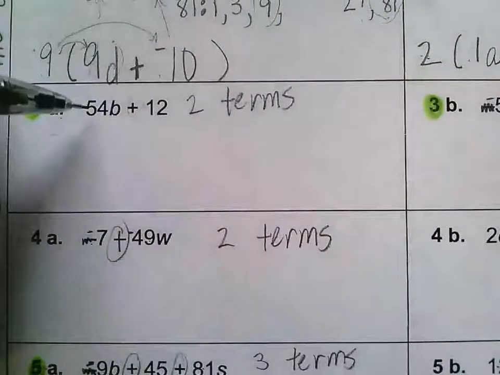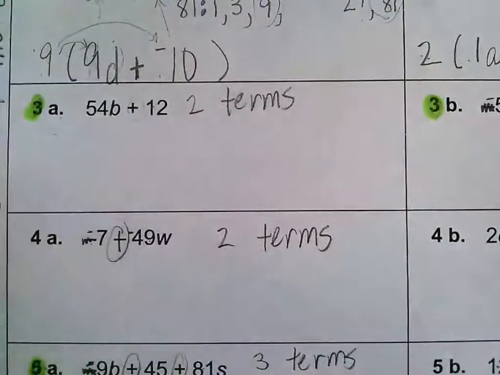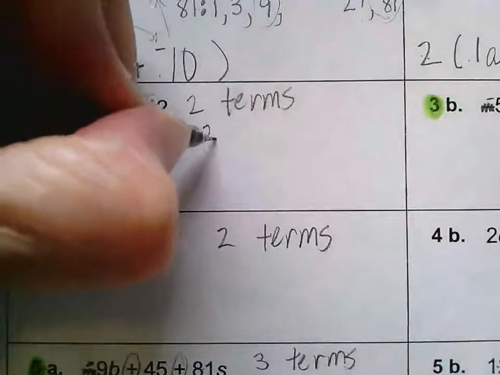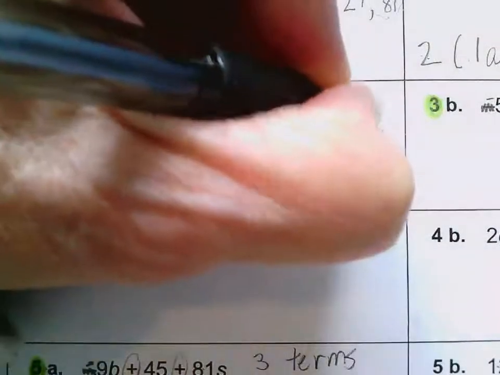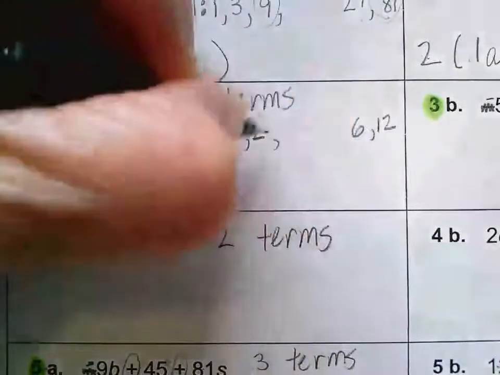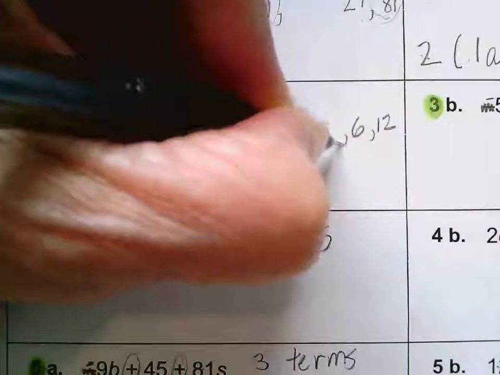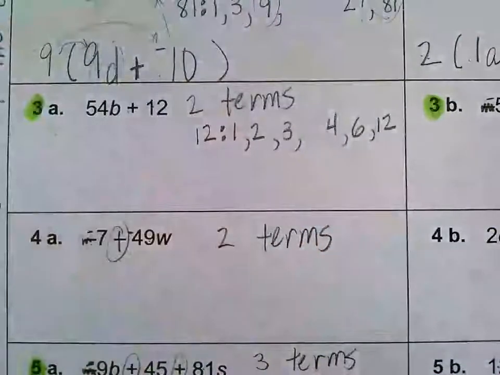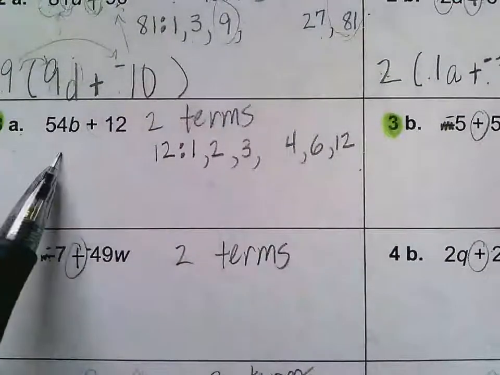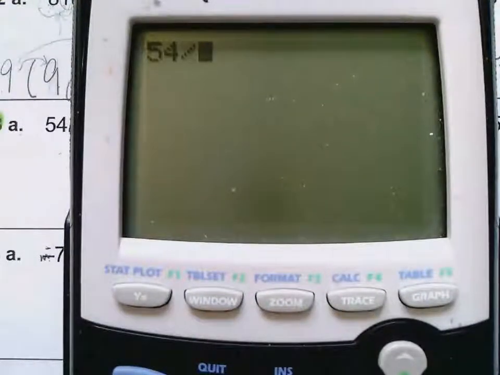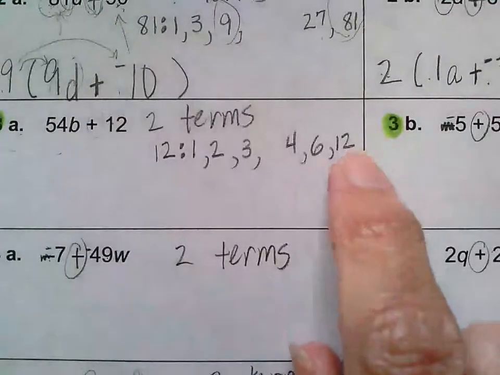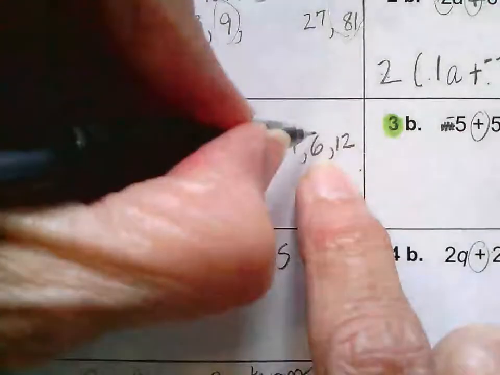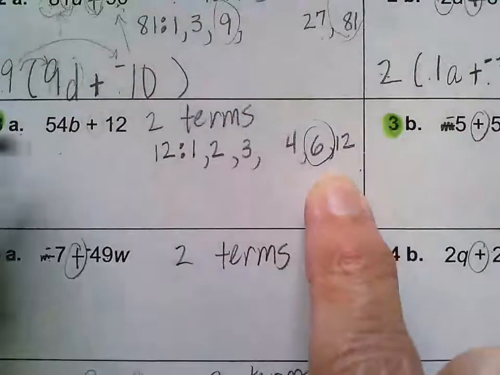Next one, 54 and 12. 12 is my lowest number. 1 and 12. I've already listed these somewhere else. So I start with 12 and ask myself, is that a factor of 54? Looking at my calculator, no, because I get a decimal. 6, is 6 a factor of 54? Well, yes, by golly, it is. 9 times 6 is 54.